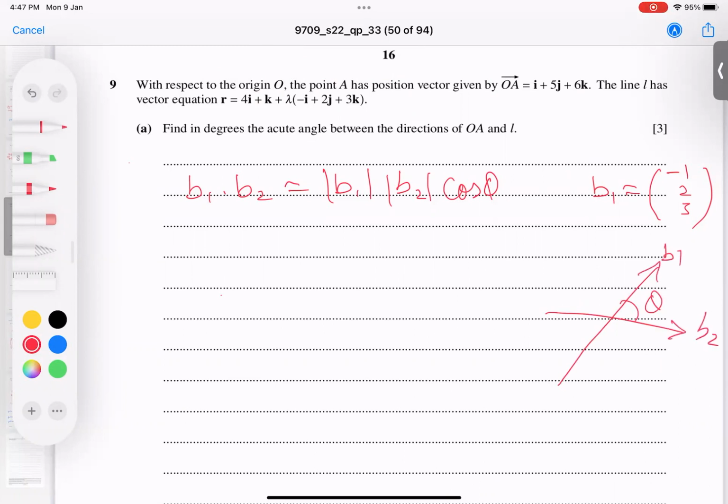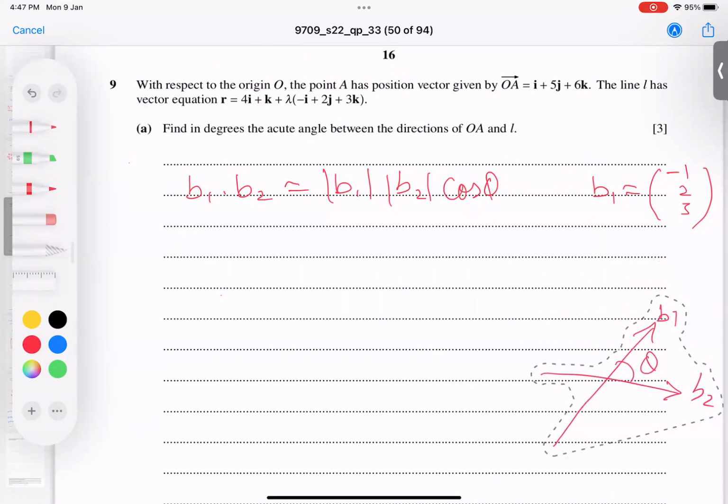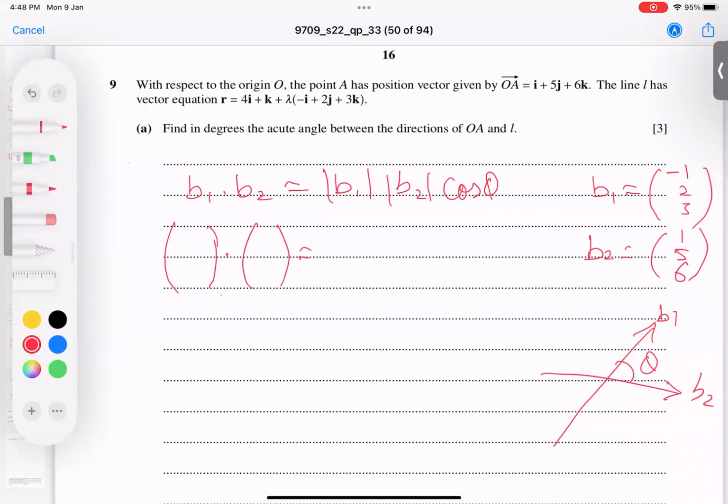Where do I get the B2 direction from? I will get it from the top one. Look, I'm going to show you. B2 is coming from here, because he said in the direction of OA. So I'm taking 1, 5, 6. So let's start the formula. I think the rest is a piece of cake, because the only thing is how to start. Many students get confused about how to start. B1 is this, I'm copying negative 1, 2, and 3. B2 is this, 1, 5, and 6.